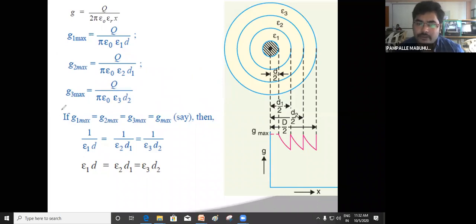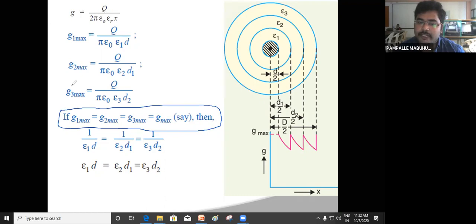Right. So now from the capacitance gradient, you can say that the maximum potential gradient or dielectric stress will be uniform, or constant, at each layer. That means G1 max will be equal to G2 max and it will be equal to G3 max. Let us say it is equal to G max. Now in place of these three, you substitute these values. So Q by this value is equal to this value, and this value is equal to this value. From this you can write the condition as this one.